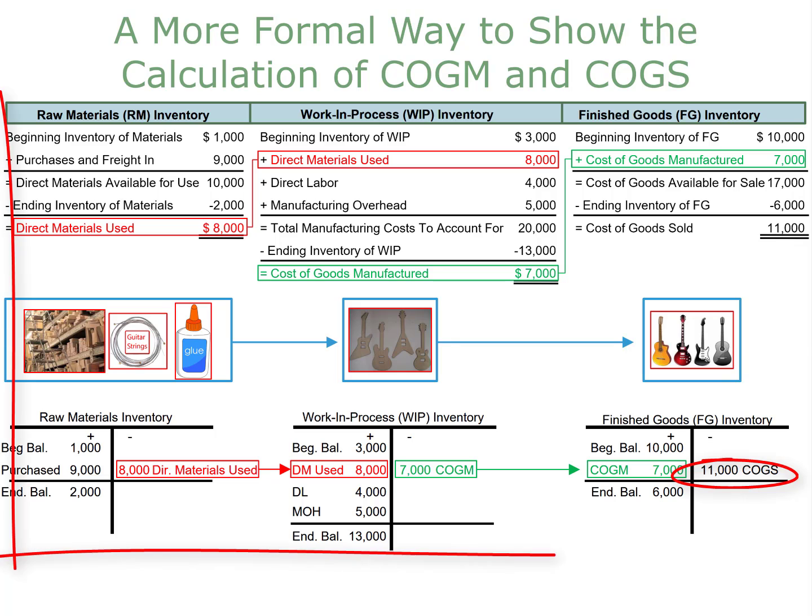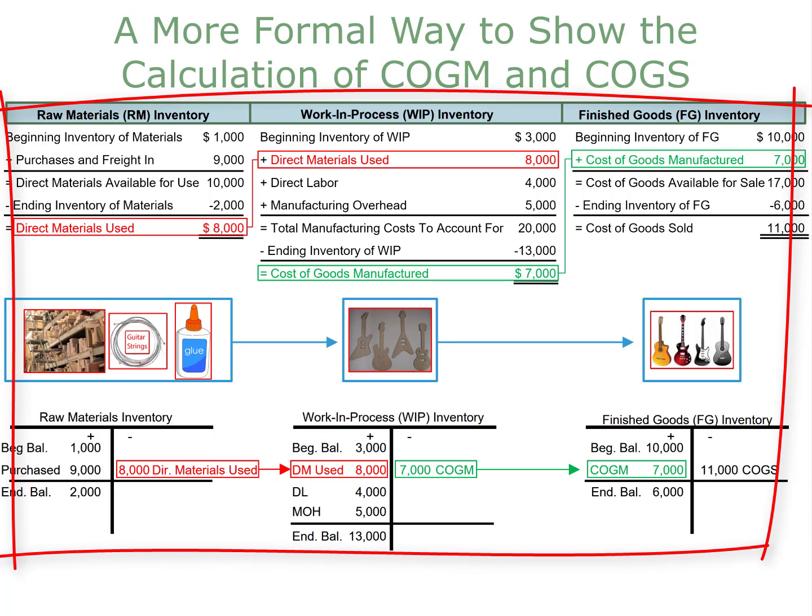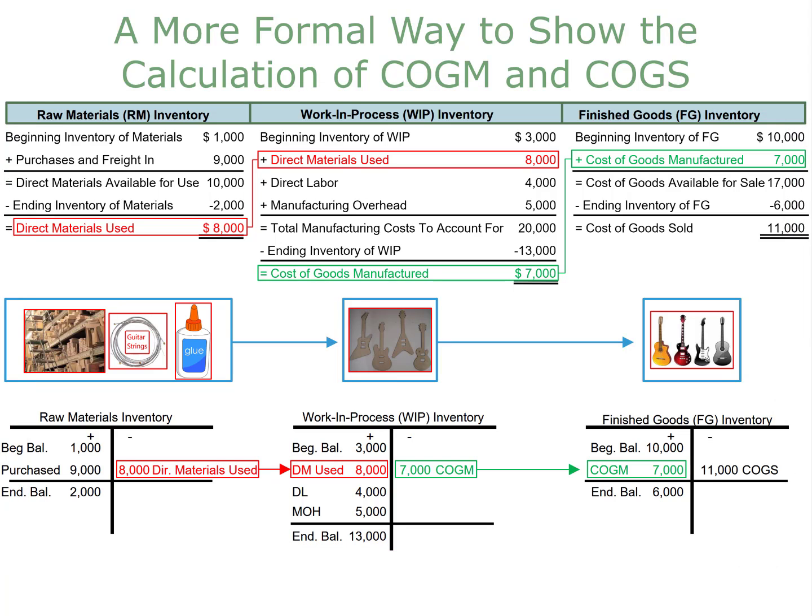So this workflow diagram is really important to understand. You should understand how costs come into raw materials, and then how they flow to the work in process inventory account, and then how they flow to finished goods, and then from there to cost of goods sold on the income statement.